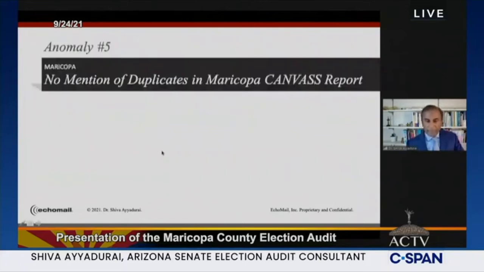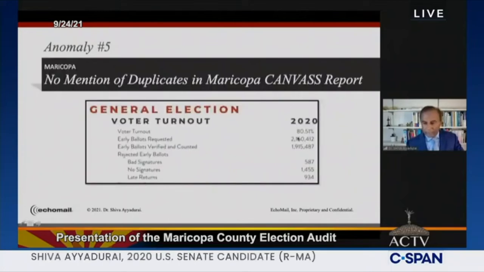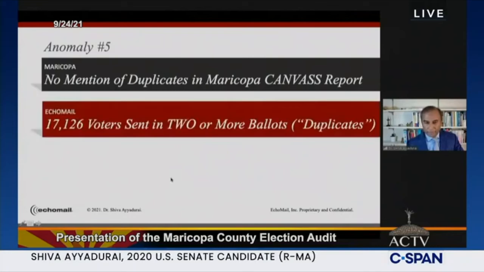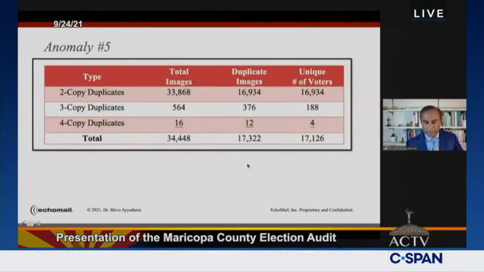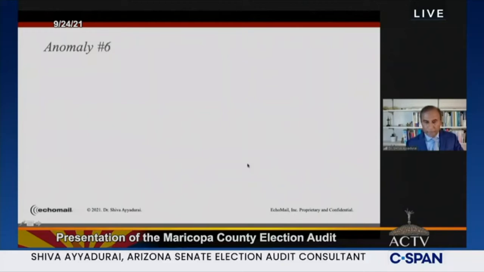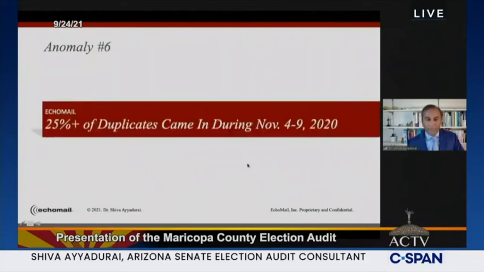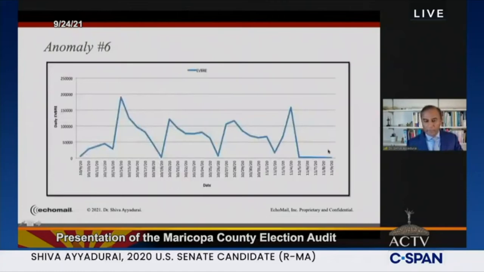Anomaly number 5 is there's no mention of duplicates in the Maricopa Canvass report. Again, if you look here, here's a Canvass report. There's no mention of duplicates here. In our case, we found 17,126 voters sent in 2 or more ballots as duplicates, as you've seen before. Anomaly 6 is 25% plus or more of the duplicates came in during November 4th to the 9th, essentially on election day and after. So how did we find this?